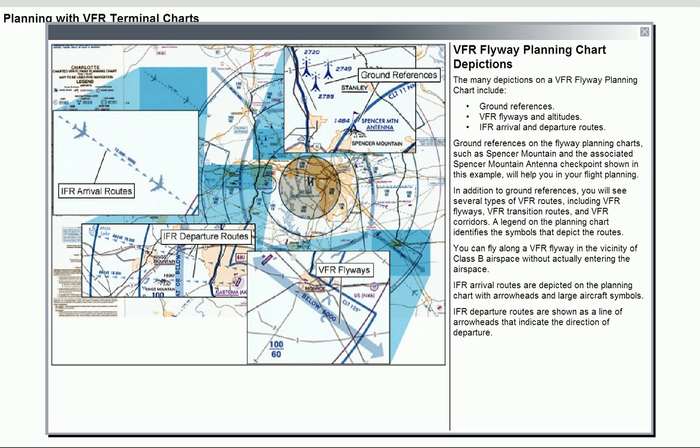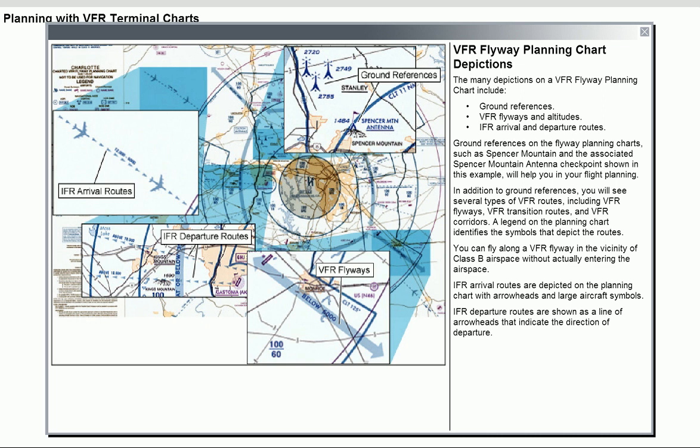The many depictions on a VFR flyway planning chart include ground references, VFR flyways and altitudes, and IFR arrival and departure routes. All of this information is intended to help you with your flight planning associated with Class B airspace. Ground references on the flyway planning charts will help you plan your flight. Ground references shown in this example are Spencer Mountain and the associated Spencer Mountain antenna checkpoint.